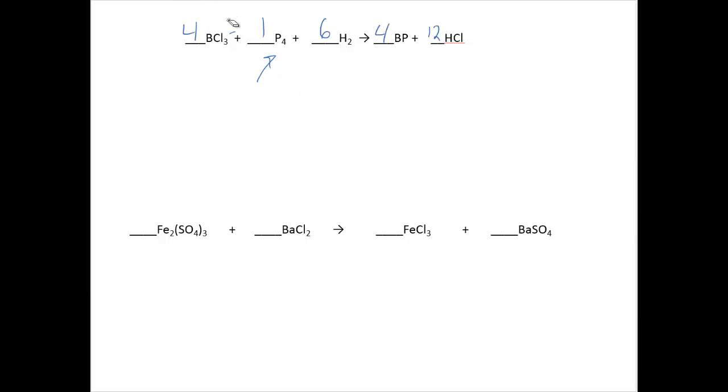So if you get stuck when you begin with one element, pick a different element. Sometimes it can make a big difference. In this particular equation, we've got some polyatomic ions going on.